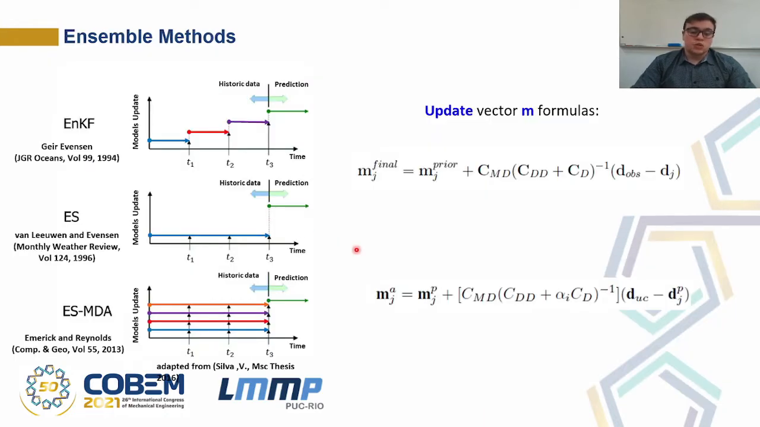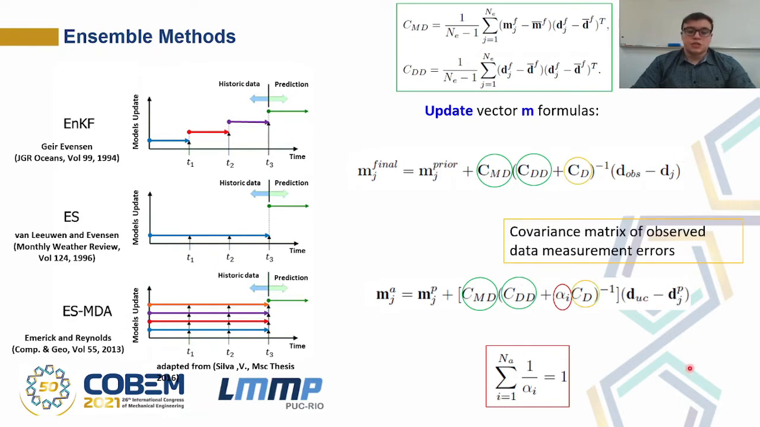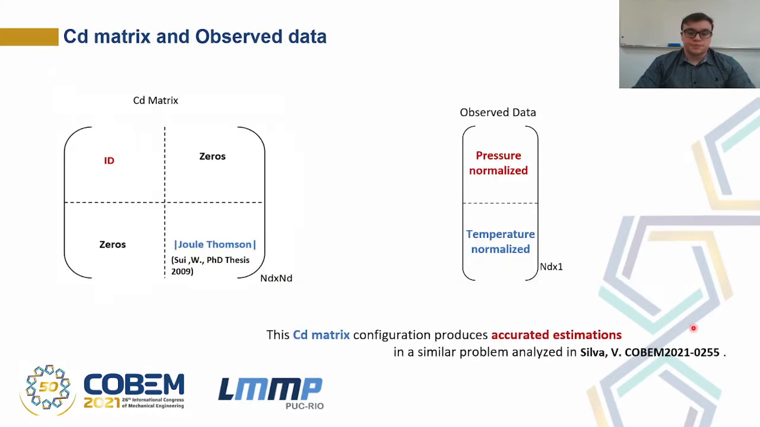In this work were used the ensemble smoother, that makes a single global update, and the ensemble smoother with multiple data assimilation, that makes many global updates. The update formulas are similar except for alpha, that is the inflation factor that obeys this rule. The CMD and CDD from both methods are generated in this way. The CD is the covariance matrix of the observed data measurement error, the d_obs is the observed data, and the d is the calculated or simulated data.